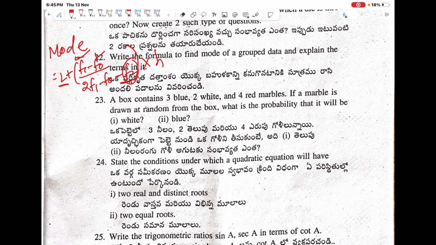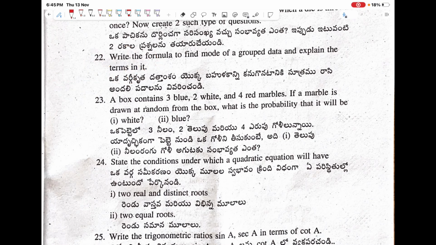Before the modal class, F0 comes. F1 is the modal class. L is the lower limit of the modal class. And H is the class size we define. So this is the expansion of the mode.